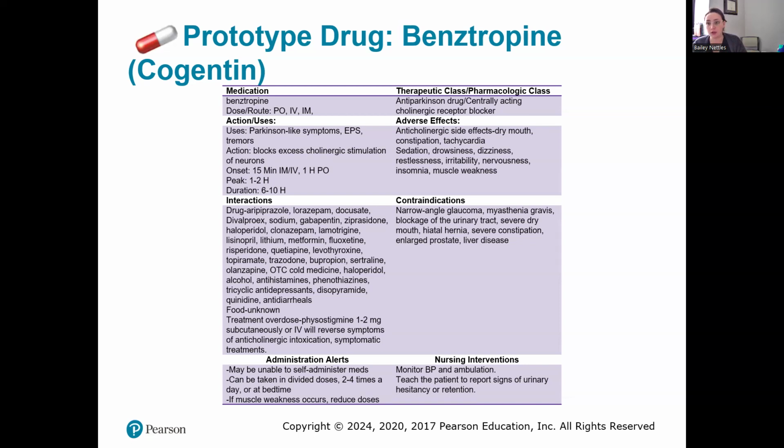We want to monitor their blood pressure, monitor their heart rate and their anticholinergic side effects. And we want to teach them about reporting signs of urinary hesitancy or, I'm sorry, retention. This is because especially older people, and I feel like we see a lot of older people get Parkinson's because it's a progressive loss of dopamine. So it takes a while for it to show up. So if you have an older gentleman, especially, and he starts to develop an enlarged prostate, he may show urinary hesitancy or retention. So we need to make sure that they know they need to call the doctor if this happens, because we don't want to make it worse. Okay.